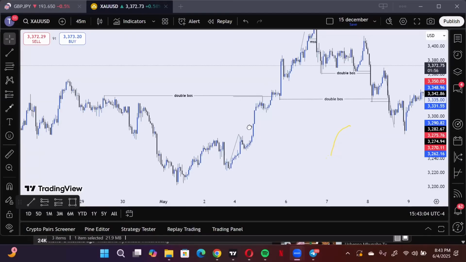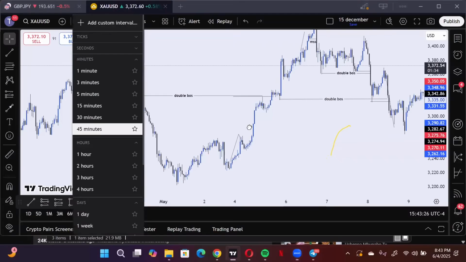So after getting your structure part of the strategy, the next thing that we'll look out for is the liquidity part of the strategy. Now, there are different types of liquidity in the market, but the one we use in picking entries, the liquidity that we look for immediately after we see our market structure shift or our double break of structure, is what? Our inducement liquidity.